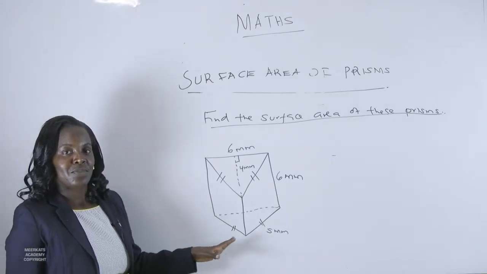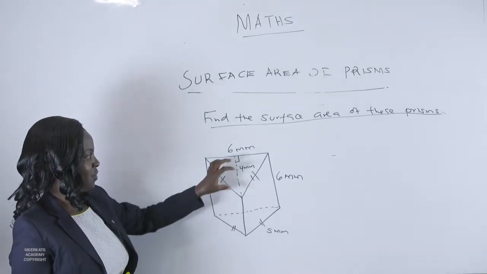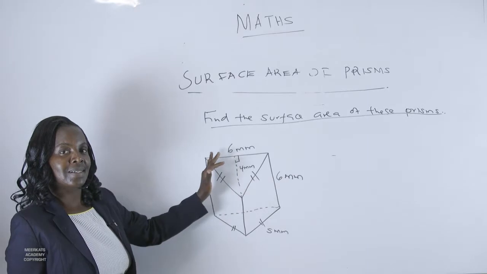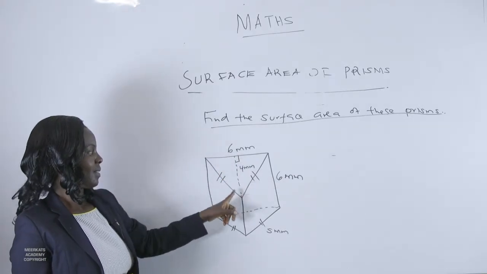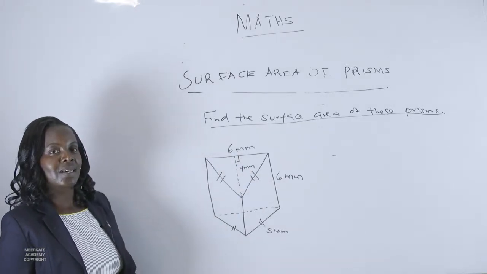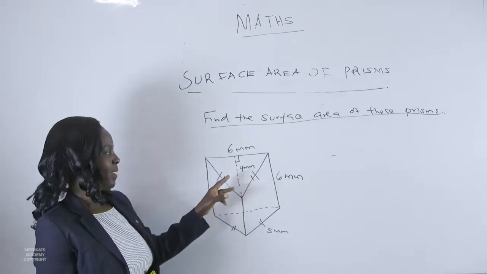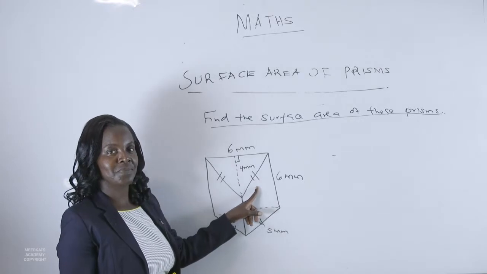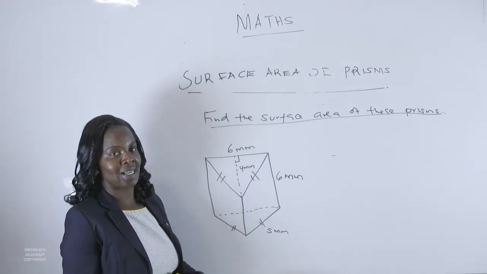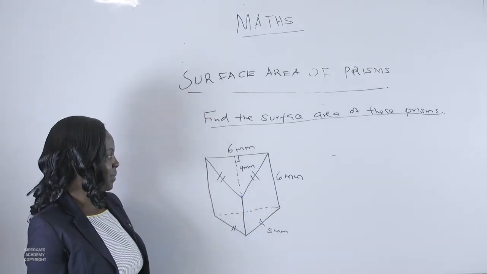Let's look at this other type of prism. And we said if you look at this end, this cross section, you realize it is a triangle. Then what do we call this type of prism? It is a triangular prism. So it's a triangular prism.